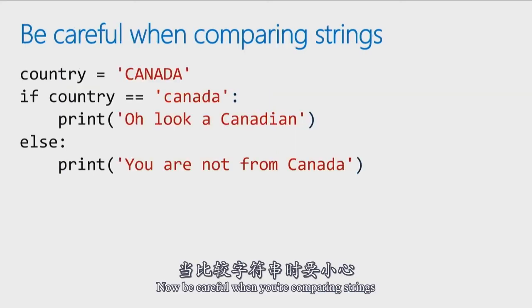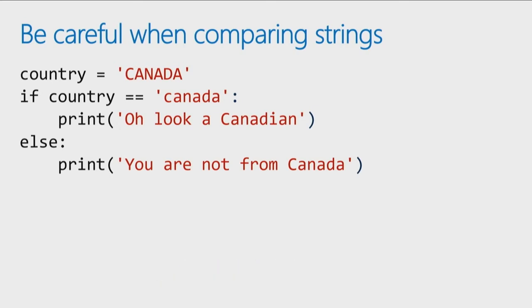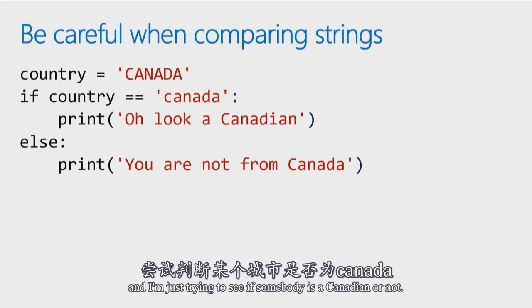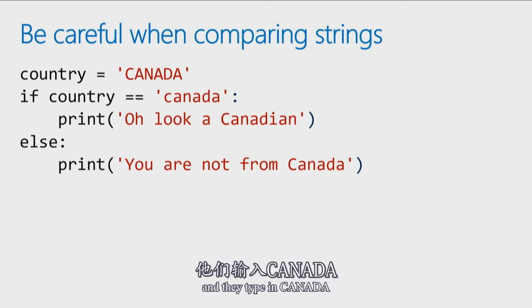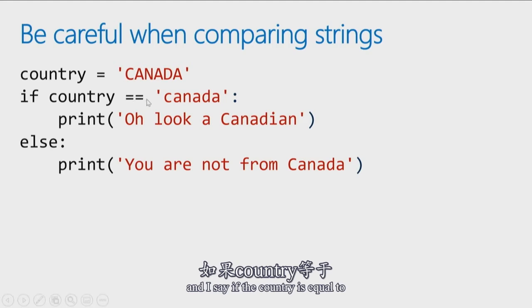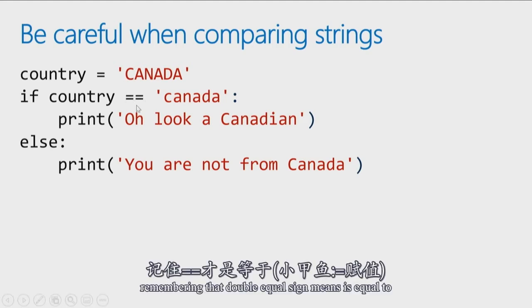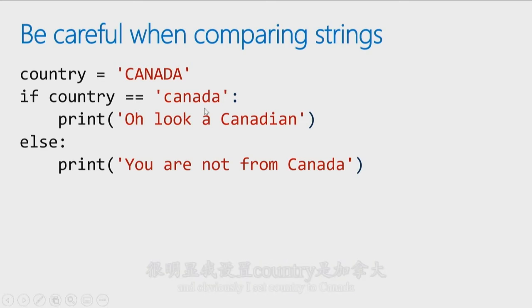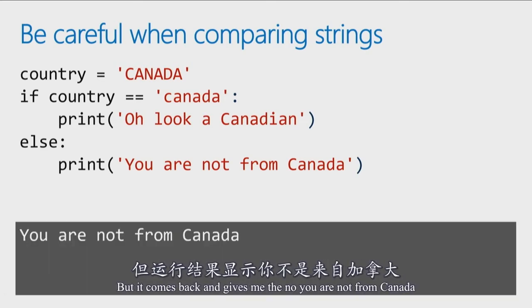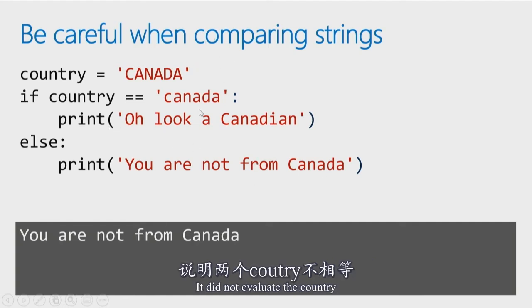Now, be careful when you're comparing strings. They'll get you into trouble. So if you run this code, and I'm just trying to see if somebody's a Canadian or not, I ask what country somebody's from, and they type in Canada, and I say if the country is equal to, remembering that double equal sign means is equal to, Canada, then print, oh look, a Canadian. And obviously I set country to Canada, but it comes back and gives me the, no, you are not from Canada. It did not evaluate the country.